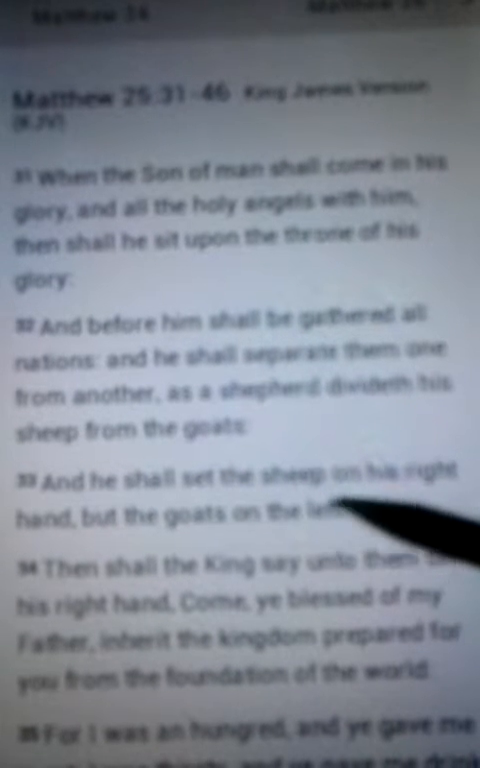And he shall set the sheep on his right hand, but the goats on the left. Everyone, the word goats again: T is 20, O is 15. This is the word sheep, everyone, multiplied. You can see the word sheep.